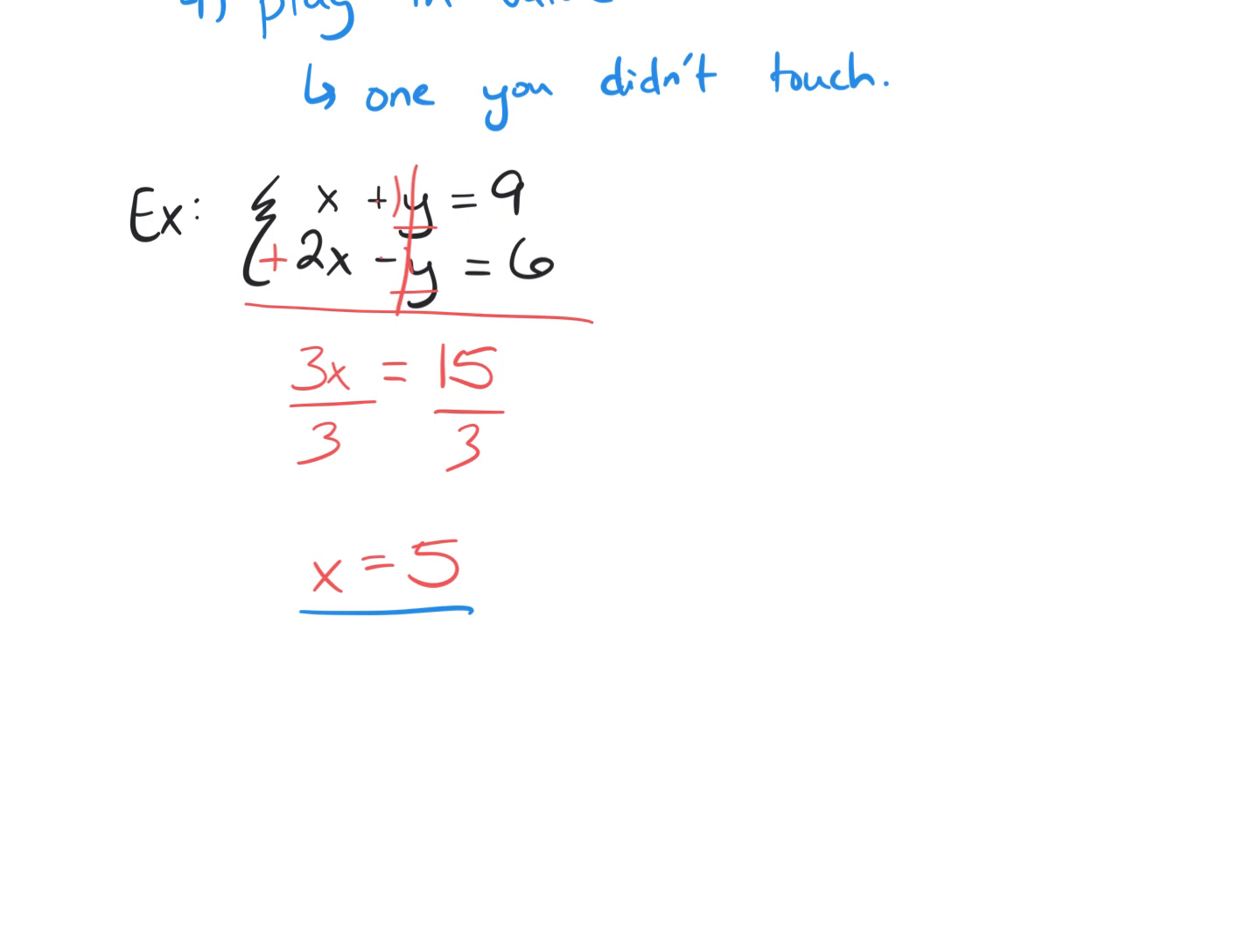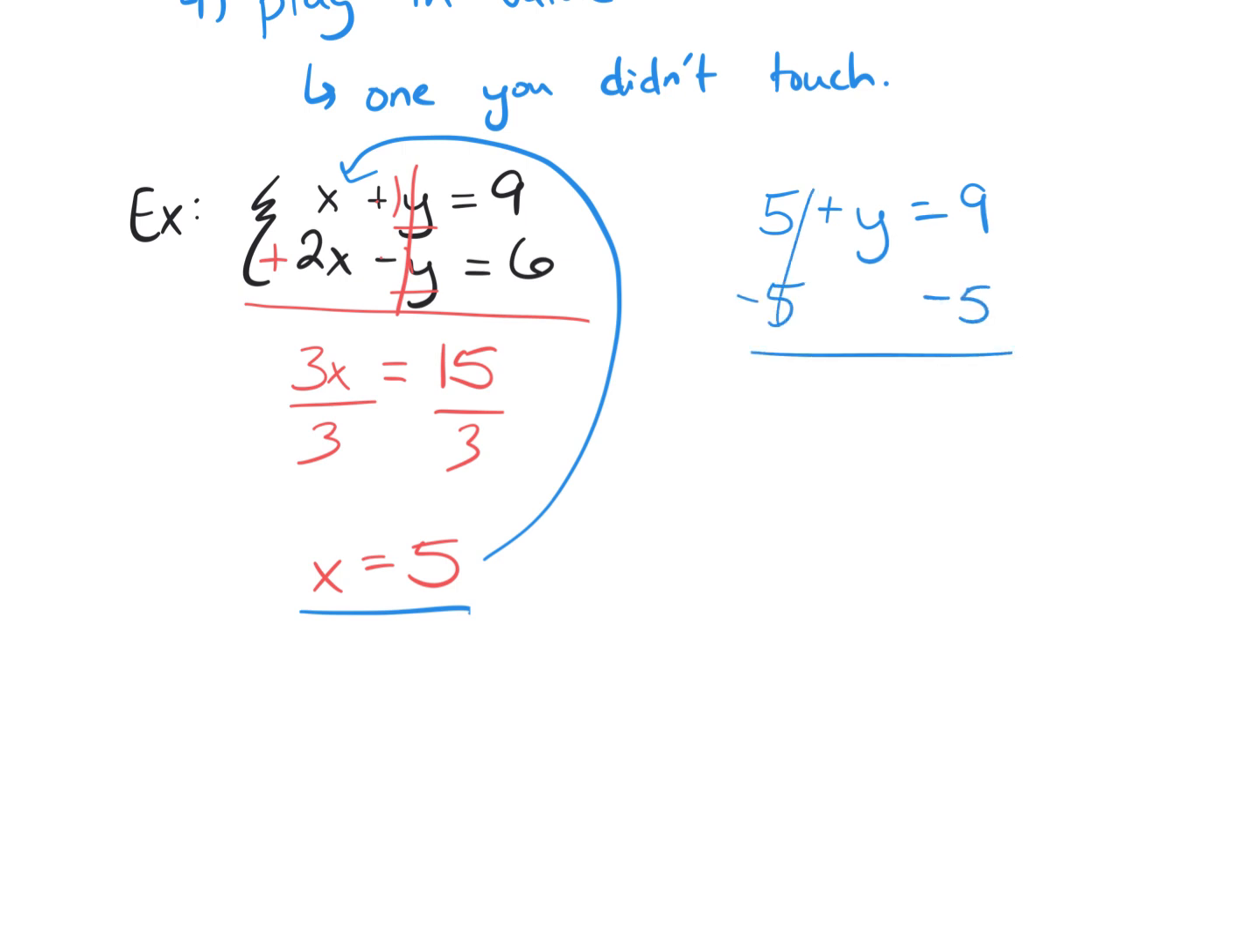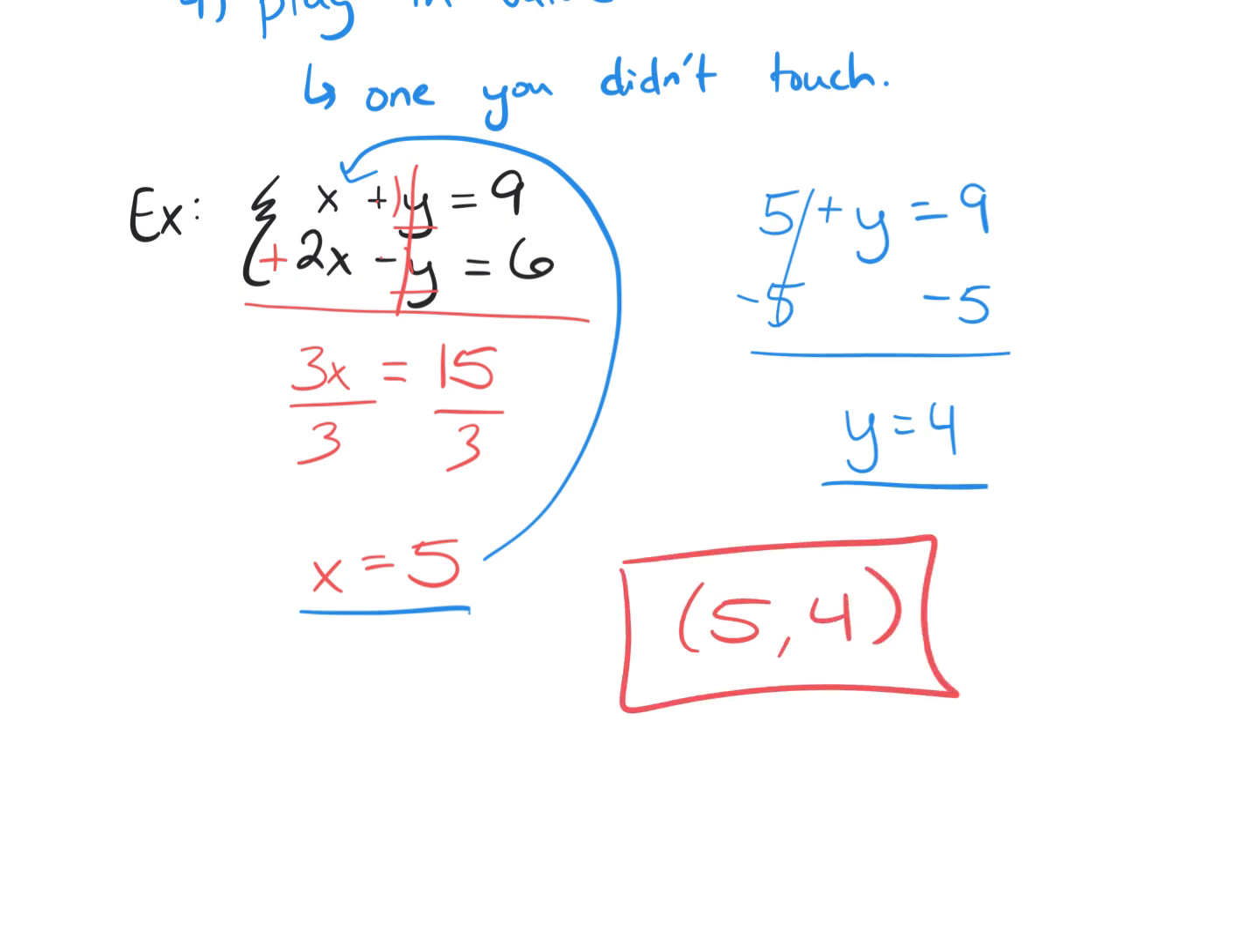What do I do? Plug 5 in for x. Does it matter which equation? No, it didn't change anything. It always has to be one of the originals though, so I'm just going to pick that top one. I'm plugging in 5 for x. So I have 5 plus y equals 9. What's my one step to get y by itself? Subtract 5. So I have y equals 4. Am I done? No. How do you write your answers? As coordinates. So you get 5, comma 4. Good. Remember, it always goes x and then y.